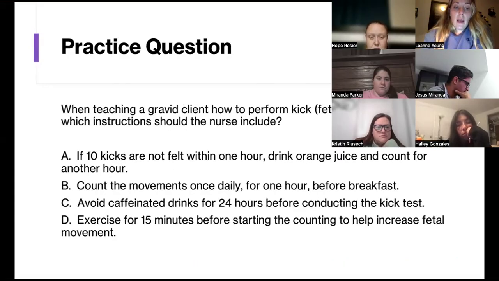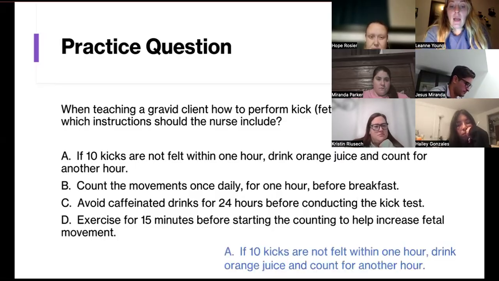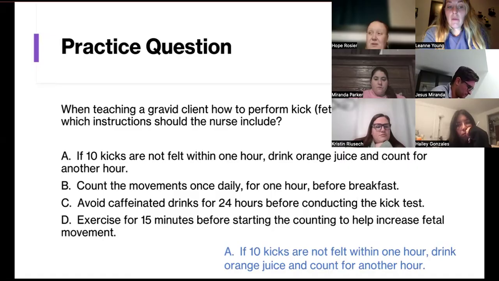When teaching a gravid client how to perform fetal kick movement counts, what instructions should the nurse include? A. So, we want her to have 10 kicks. If 10 kicks are not felt within 1 hour, drink orange juice and count for another hour.